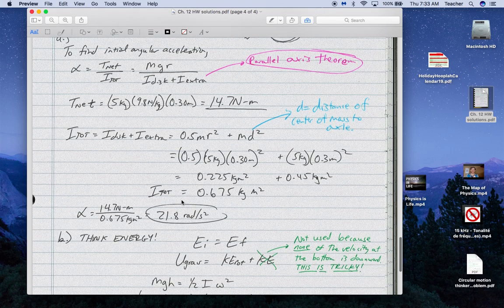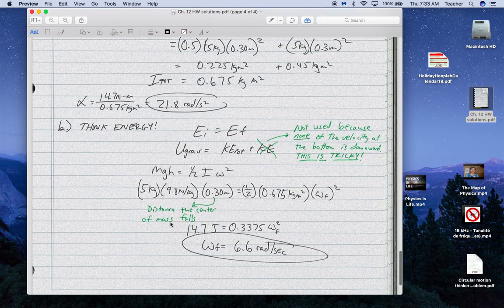So adding those two things, my total moment of inertia is 0.675. My torque was 14.7 newton meters. I get this acceleration. The last part is tricky. This whole stuff is tricky, I guess.